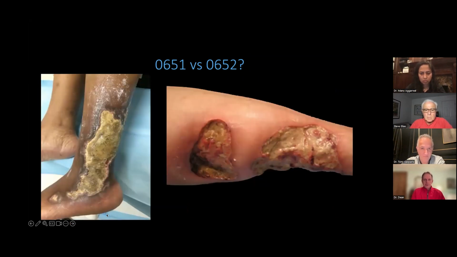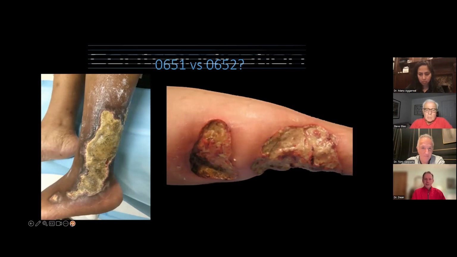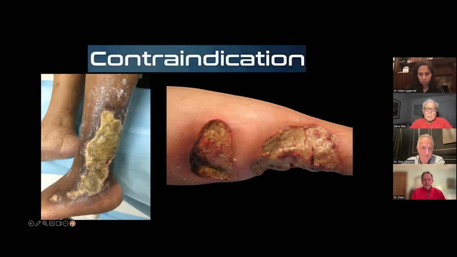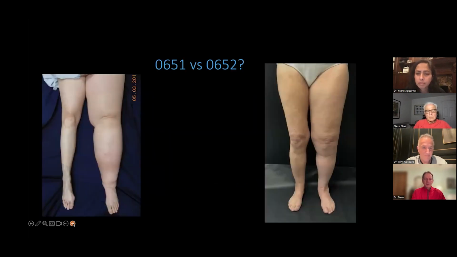651 or 652? Well, you know what? I would actually say neither, at least initially, because we have a contraindication here to utilizing a pump. Contraindications include skin infection and or inflammation, and both of these legs obviously are quite inflamed and are obviously infected, so it would be a contraindication to use in either of these scenarios. So I just wanted to point that out. It's always useful to talk about contraindications.